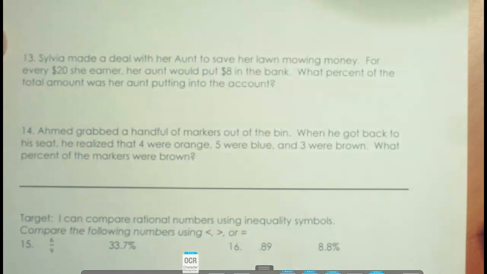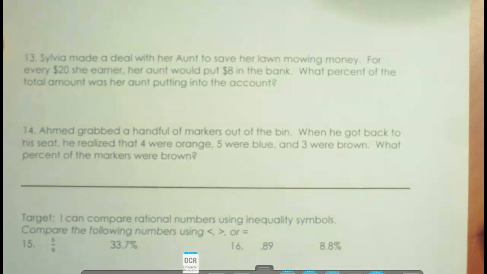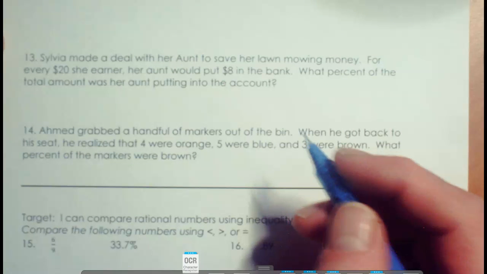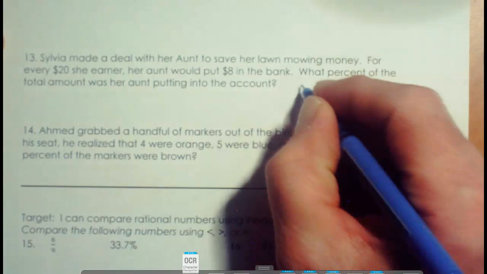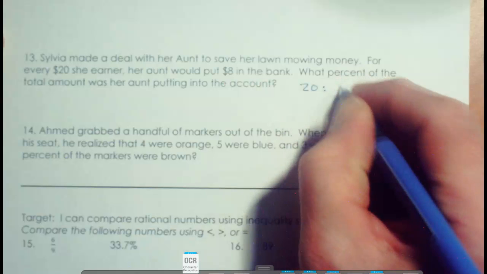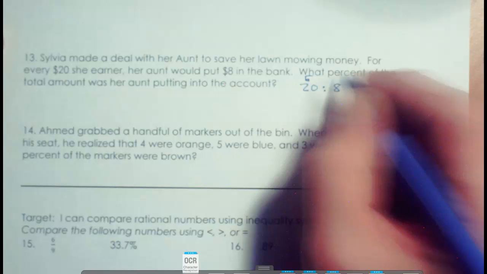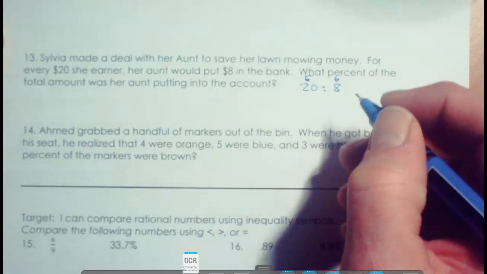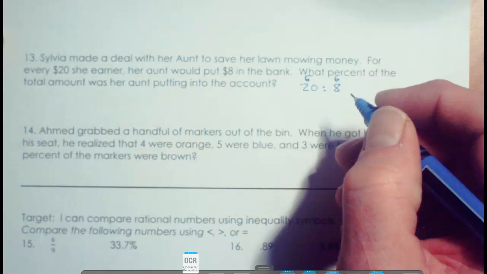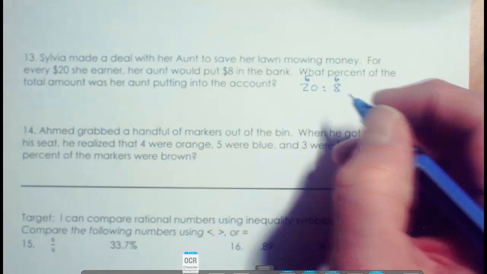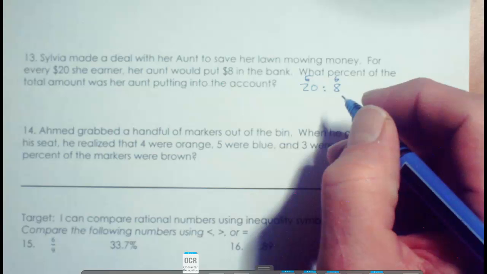Take a look at this next page. I think we're going to continue on with that same target. Sylvia made a deal with her aunt to save her lawn mowing money. For every $20 she earns, her aunt would put 8 in the bank. So this is an interesting ratio. It's 20 to 8. This is earned. This is gift. So not bad. For every 20 bucks, she's actually getting to put 28 into the bank. So what percentage of the total amount was her aunt putting into the bank?